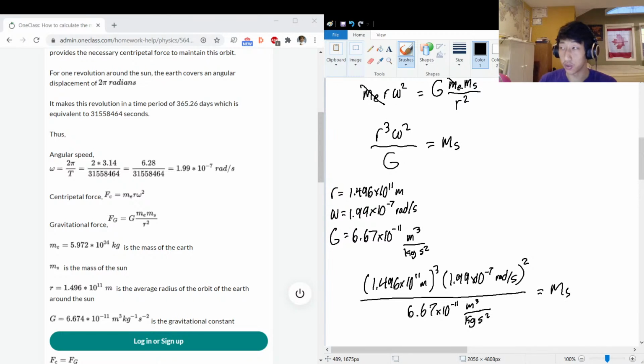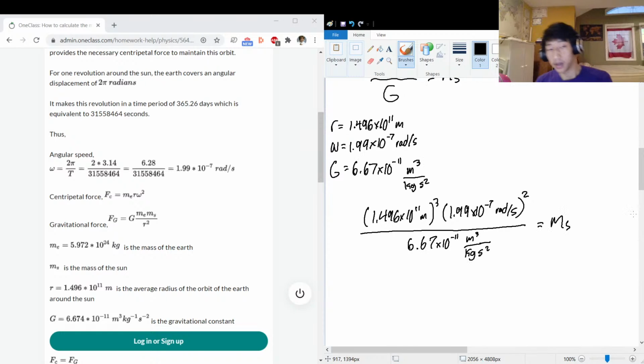Now, if we look at the units, we can see that the meters cubed downstairs will neutralize the meters cubed upstairs, and the per second squared upstairs will be neutralized by the divide by second squared downstairs. All that's going to be left is kilograms downstairs, but that's really just going to be upstairs in the fraction. So at the end, the unit will just be kilograms. Okay, now let's send this through the calculator and see what we get.